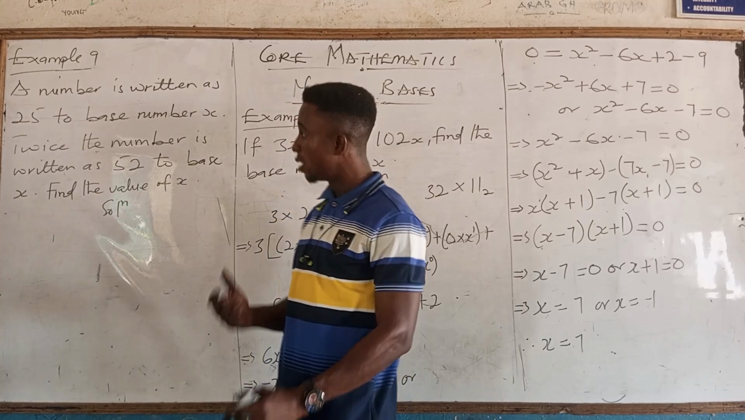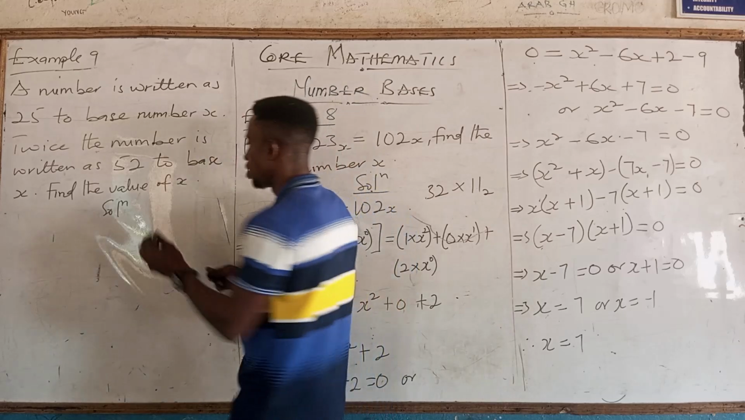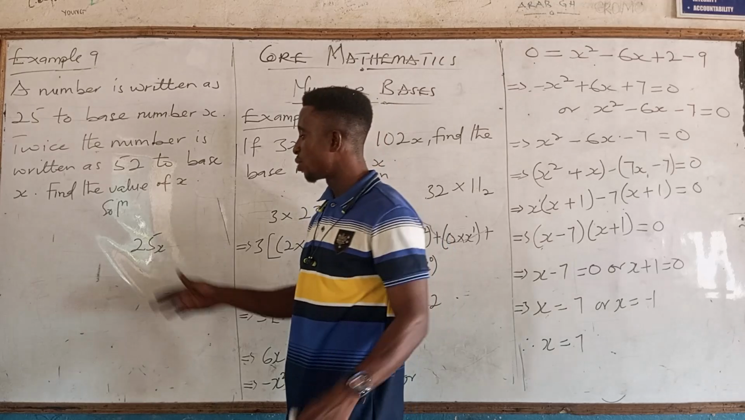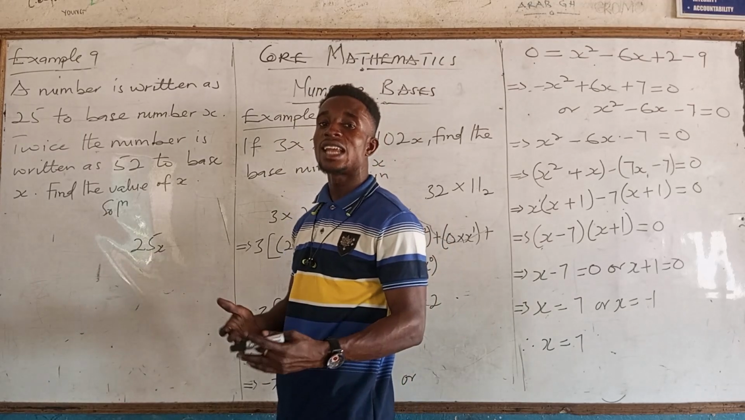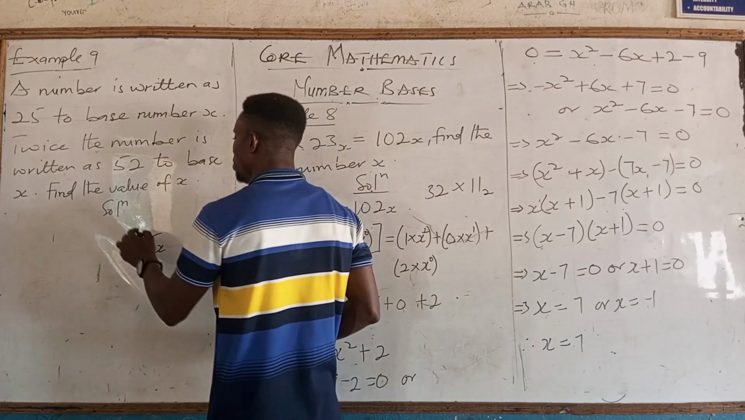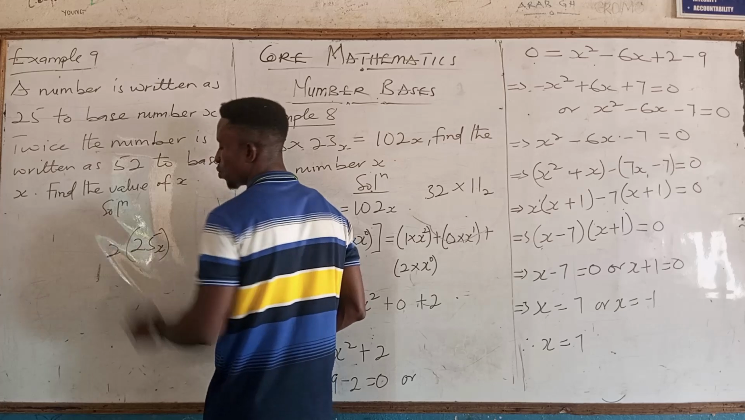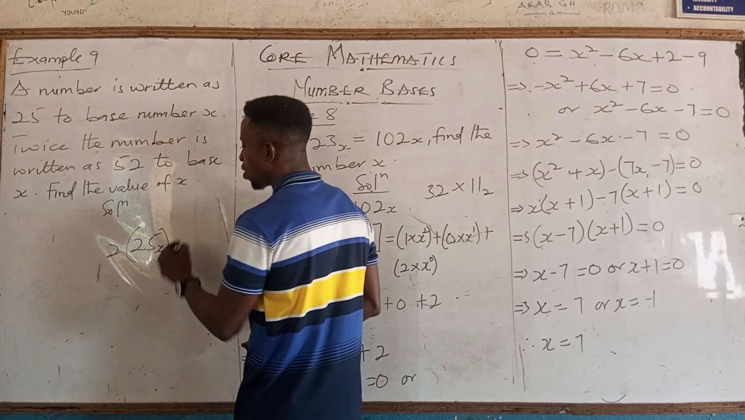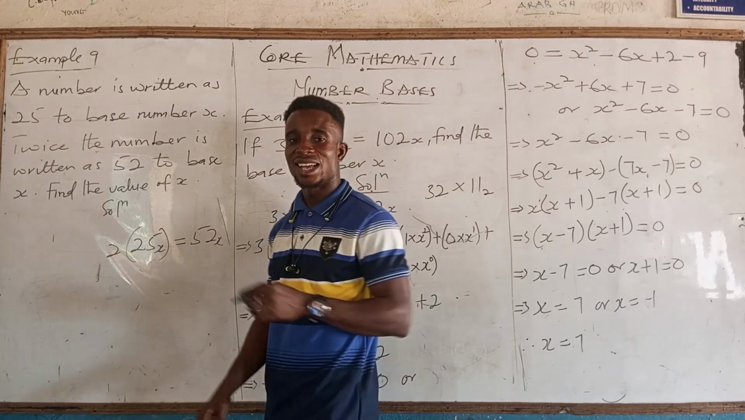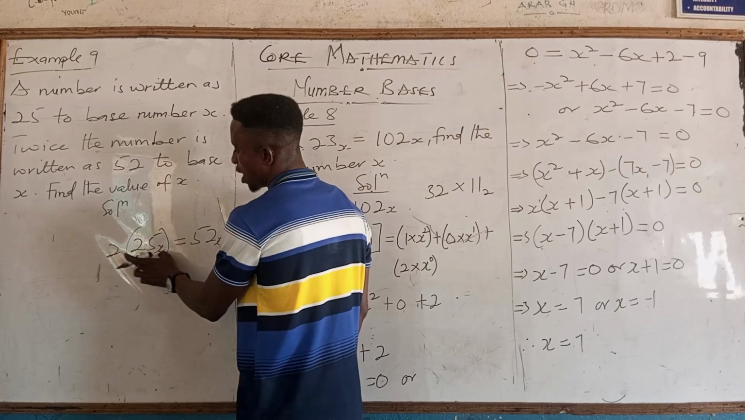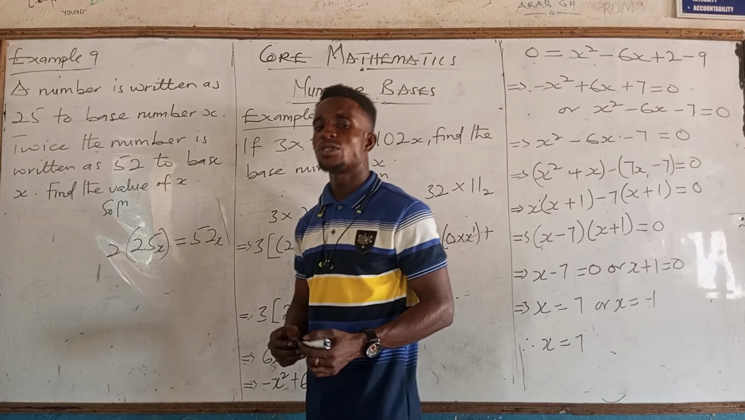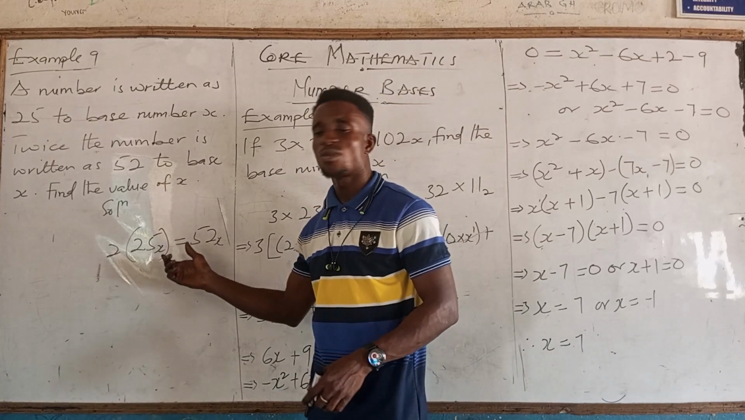And what do we do? There is a saying that a number is written as 2, 5 base x. So that is the number. And we are saying twice the number is also written as 5 to base x. So meaning, when we multiply this number by 2, that is twice, we get 5 to base x. Please, are we getting that? So this is the number, and when the number is multiplied by 2, we get this. And for this one, it is similar to the first one we did.